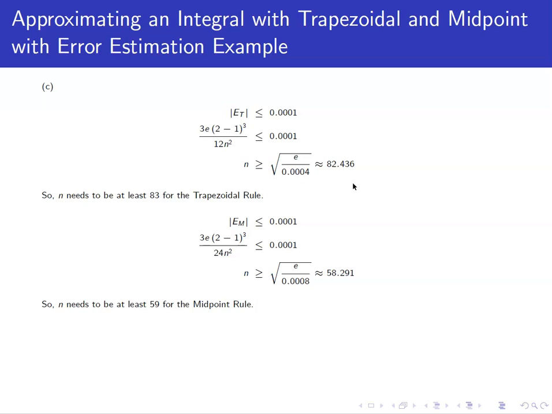Well, certainly n needs to be an integer, and we need to be at least that much, so we're going to use 83 subintervals for trapezoidal rule. Do a similar computation for midpoint rule, and you'll get that n needs to be at least 59 subintervals to get it to within 0.0001.